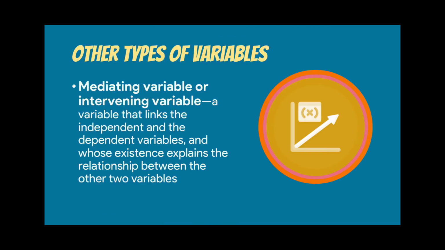Next, we have what we call a mediating variable or an intervening variable. It is a variable that links the independent and the dependent variables and whose existence explains the relationship between the other two variables. So basically, this is a linking variable between the IV and the DV, just in case we want to see an extra link. So I'll try to draw that model for you.